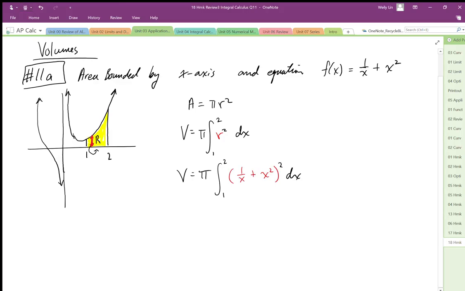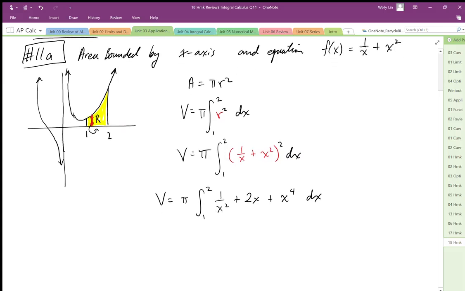So there's our integral. To work out the volume, we need to work out this integral. We're going to expand this out to make it a little bit easier to integrate. So I end up with 1 over x squared. X squared times x is x, and then we have 2 of those, so we end up with 2x. And x squared squared is x to the power 4, and then we're going to multiply that by the thickness dx.